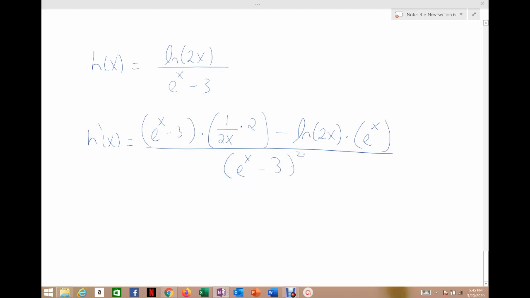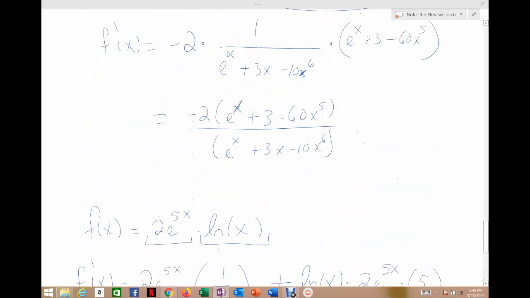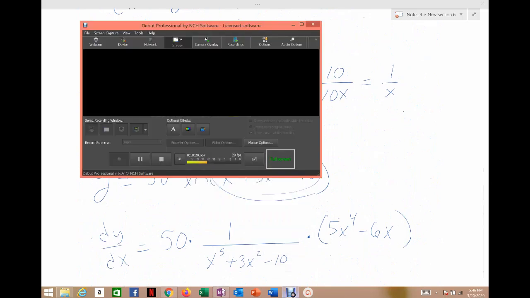Up top, the only thing I can clean up is I can take this 2 and cancel it with that 2. And really, that's all I can do, so I'm just going to leave it like that. Make sure you go practice these. If you look in the notes sections, there's extra practice on the derivative rules, so go look at those. This was just a quick review on these types of derivatives. All right, we'll stop there.